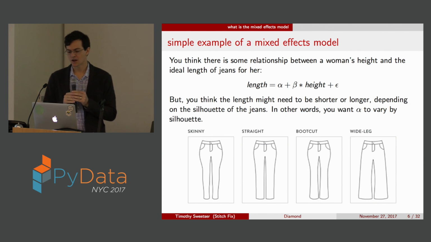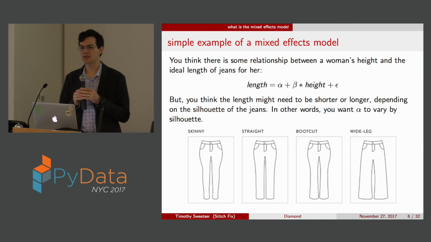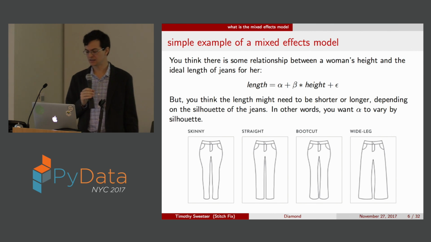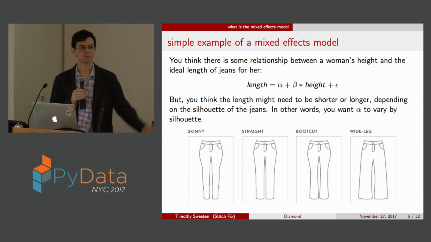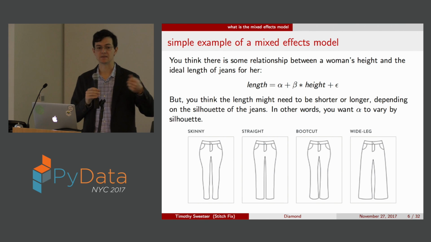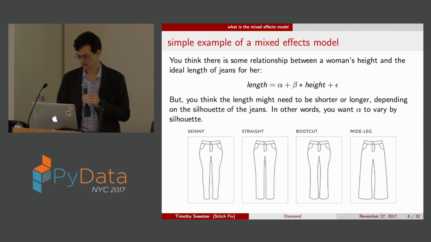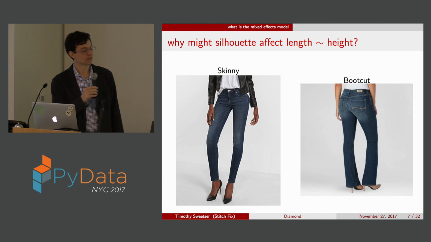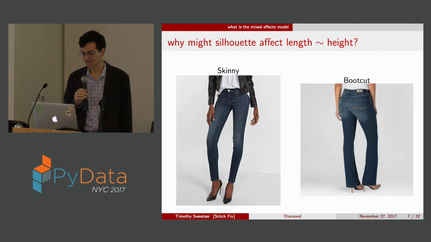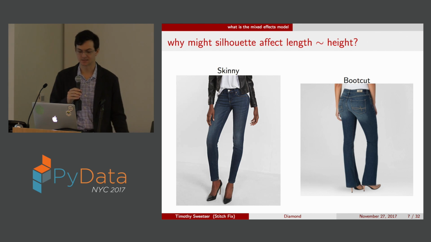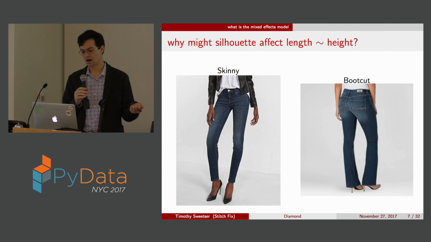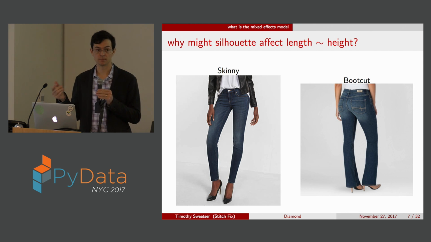But this is not enough, because you also think that the jeans might need to be longer or shorter depending on the silhouette. So if they're skinny jeans or wide leg jeans or straight leg jeans, the jeans might need to be longer or shorter for a woman of the same height. And the reason this might be the case is this reason. So the model on the left is wearing skinny jeans, and you can see that they end at about her ankle, whereas the model on the right is wearing bootcut jeans with heels, and these extend down below her ankle, halfway down her foot. So if these models were the same height, the skinny jeans would clearly need to be shorter than the bootcut jeans.